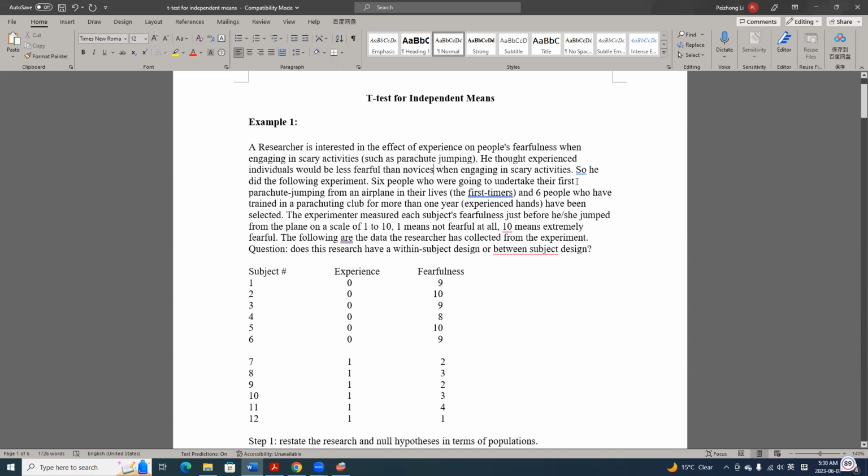Six people who were going to undertake their first parachute jump from an airplane in their lives, and six people who have been trained in the activity for more than a year, were selected. One group was experienced, the other group was inexperienced. The researcher measured each person's fearfulness just before jumping, from 1 to 10. 1 means not fearful, 10 means extremely fearful. The following are the data the researcher has collected from the experiment.